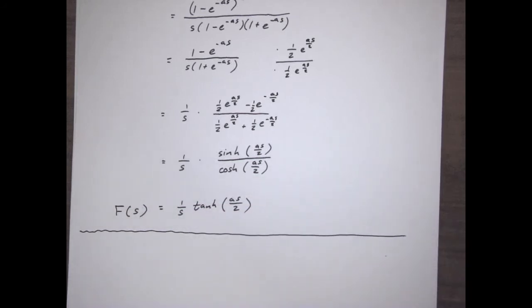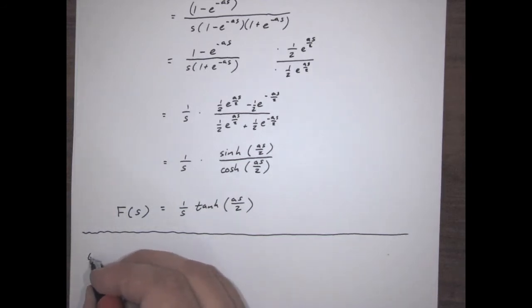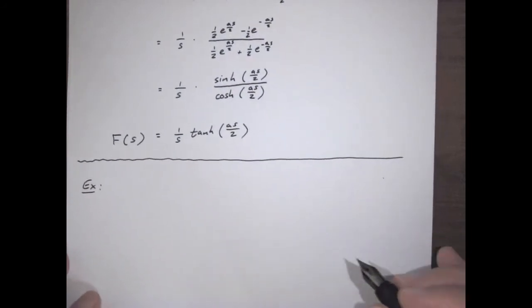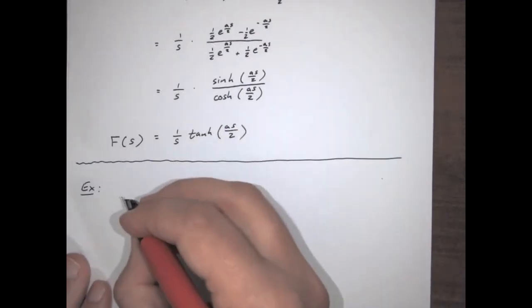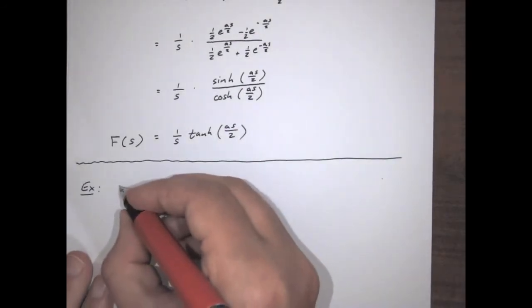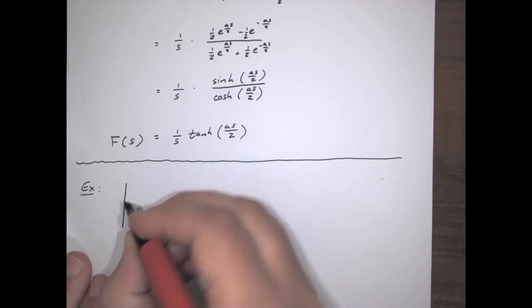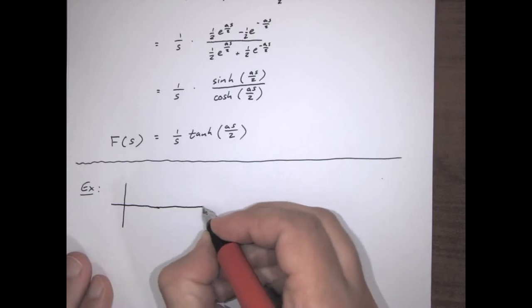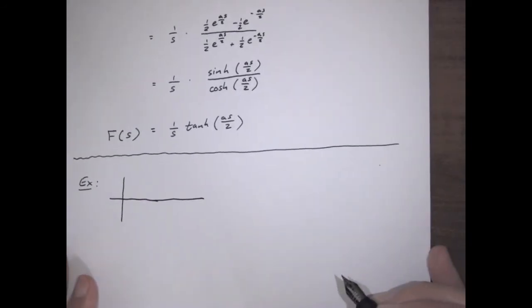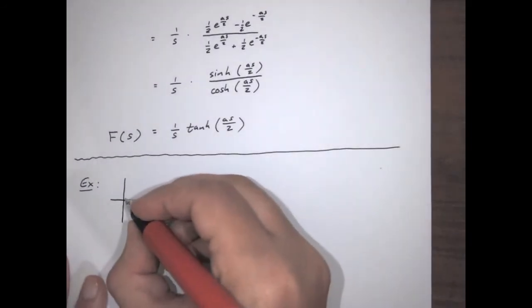All right, so there was one example. Now let's do another example of a similar variety. In particular, let's try an example such as this. Let's say that we wanted to find the Laplace transform of a periodic function that went like this. Now it's not going to be square, it's going to be what's called a triangle wave.